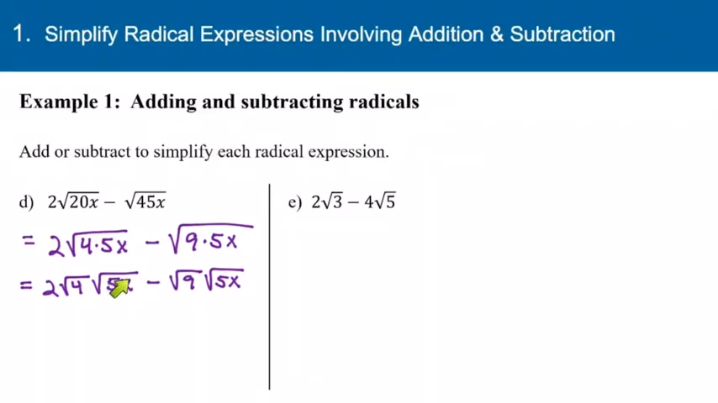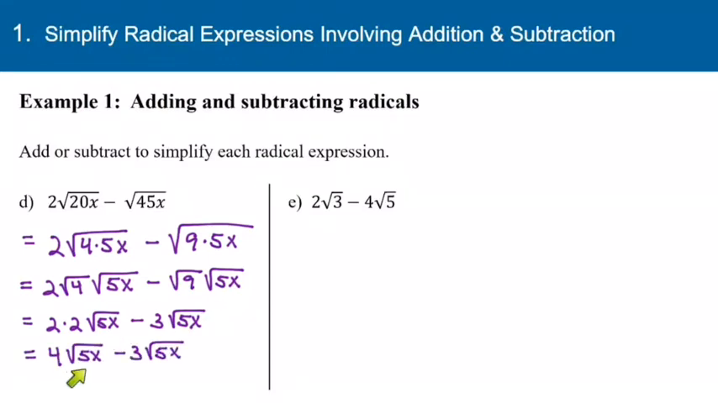So I just left them under their radical together. But the square root of 4 becomes 2, and the square root of 9 becomes 3. So that gives us 2 times the square root of 5x minus 3 times the square root of 5x. And of course 2 times 2 is 4. So now we have 4 square root of 5x minus 3 square root of 5x.